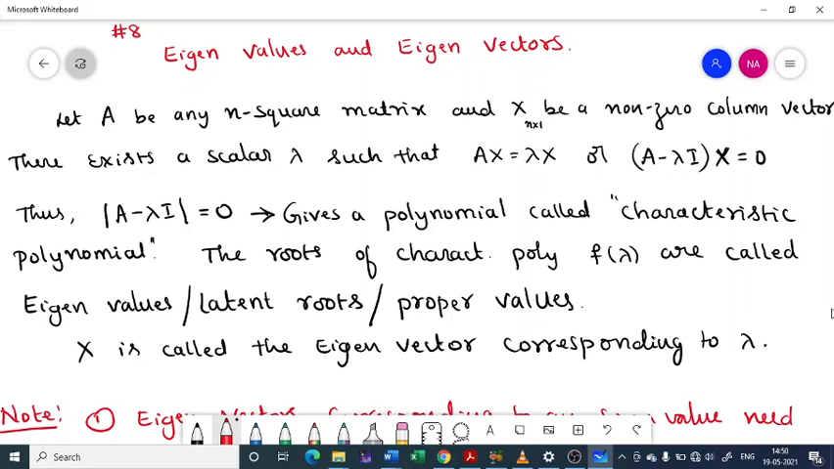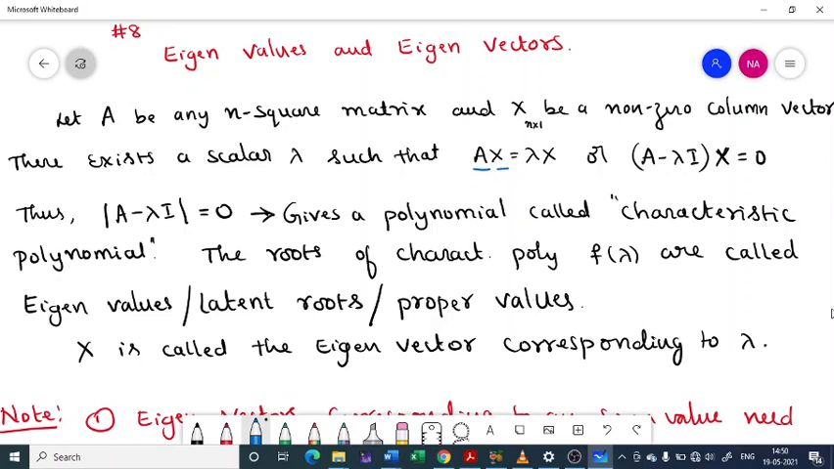Let A be any n square matrix. N square matrix means an n cross n matrix, a matrix having n rows and n columns, and X be any non-zero column vector. So it is a matrix of order n cross 1. Then there is a possibility of finding a scalar lambda such that Ax will be equal to lambda times x. Here, A is a matrix of order n cross n and x is a matrix of order n cross 1. So their product will be a matrix of order n cross 1 again, right?